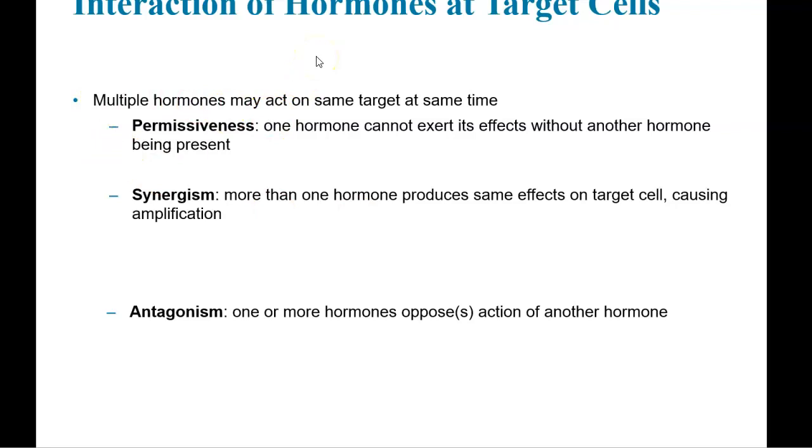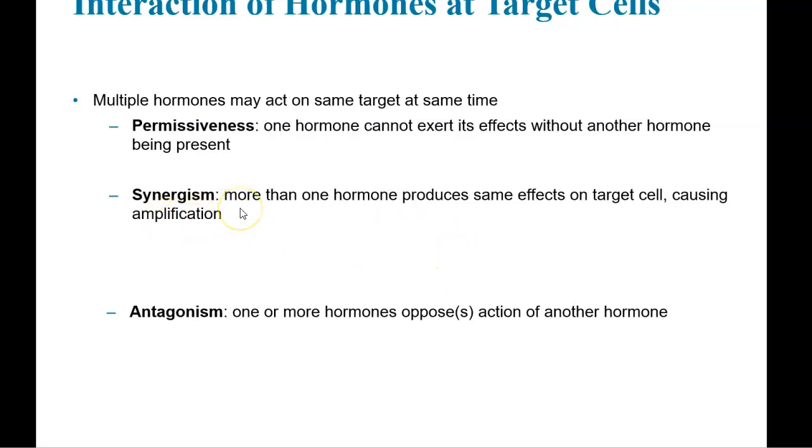Multiple hormones can act on the same target at the same time. So permissiveness is when one hormone cannot exert its effect without the presence of another hormone. For example, the reproductive hormones need the thyroid hormone.